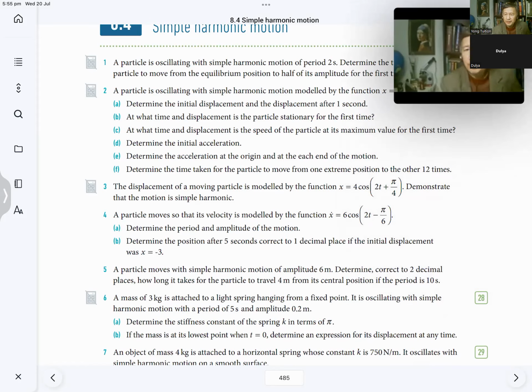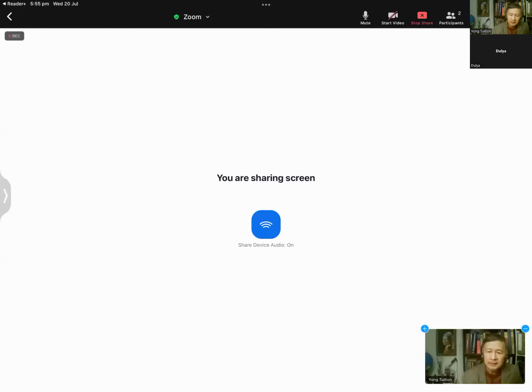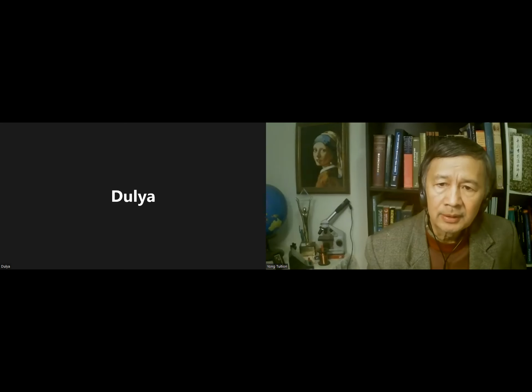I know the topic now. We can use the whiteboard. So basically, perhaps we can talk about the simplest oscillation, right? I will draw a diagram this time.